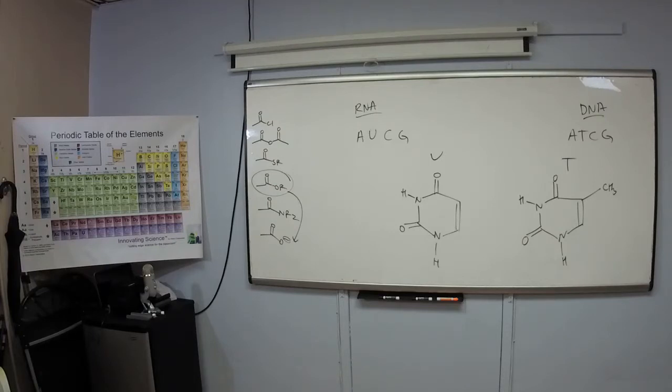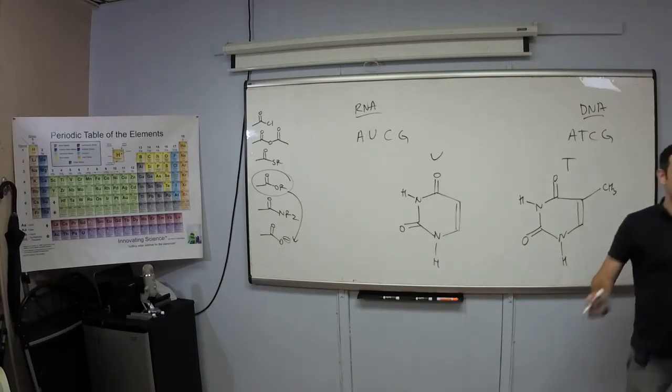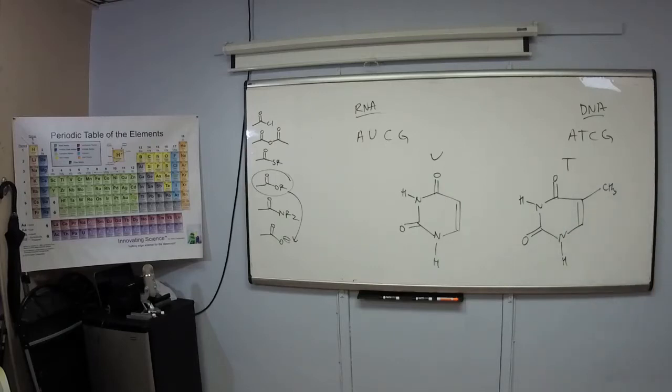Now, thinking about everything you know about organic chemistry, what do you think would be synthesized first? Like if one of them is a modified version of the other, if DNA is modified from RNA or RNA is modified from DNA, which one of these would you synthesize first? Like if you're synthesizing this from scratch, would you synthesize a U and add a methyl group, or would you synthesize a T and take off a methyl group?